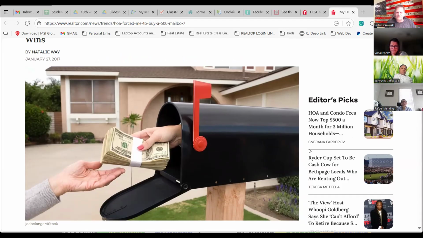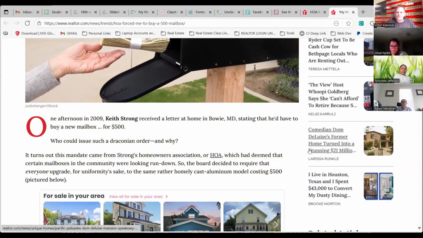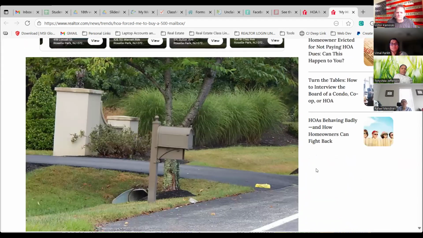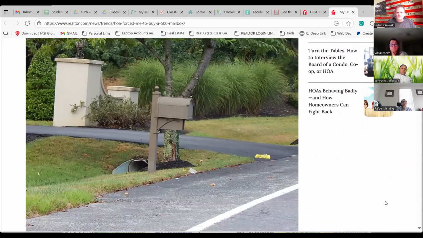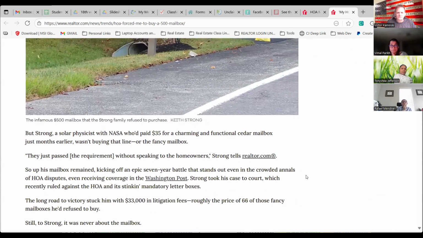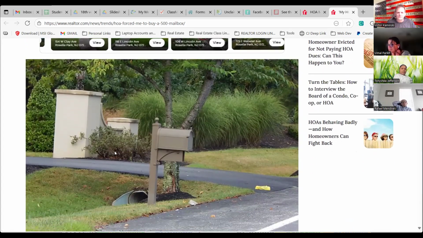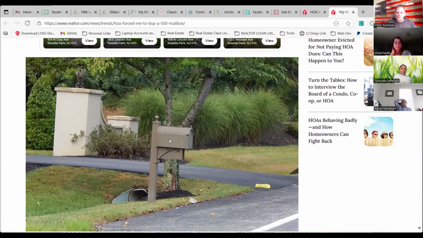So the man said no. And then he started fighting it. As a matter of fact, he went to court over it. So there's his mailbox. But this man said that he paid $35 for a charming and functional cedar mailbox just months earlier. That's not a cedar mailbox. So apparently they replaced it with this and charged him $500 for it.